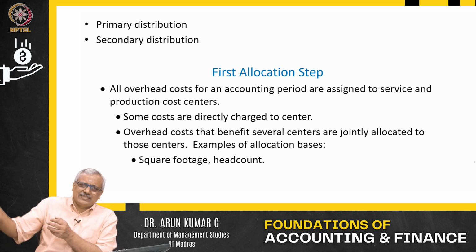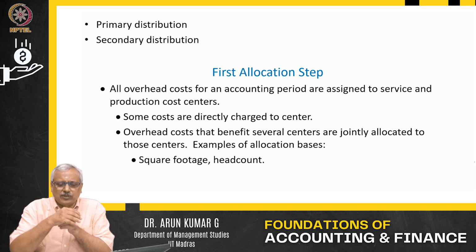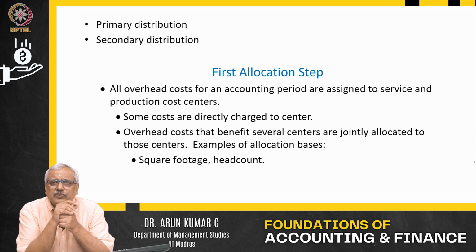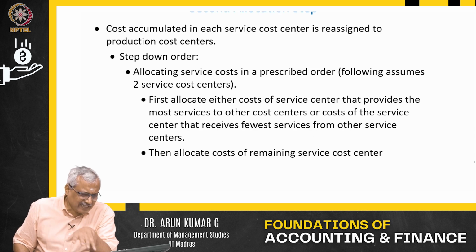Then I go to the next step, I take the total administration cost and allocate it to production department A and production department B, and basically close it. We have an example, we will take that out. So that is the way we allocate the cost, the second level of allocation.